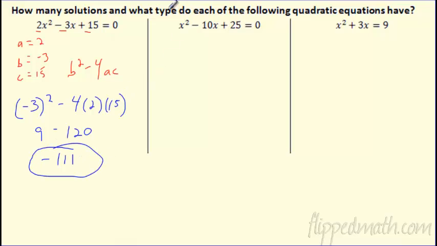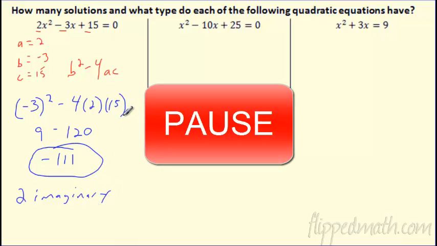What does it tell me? Because I want to know what type of solutions. Uh-oh. I'm going to have no real solutions, and really I'm going to have 2 imaginary. So I want you to write, yeah, I'm going to have 2 imaginary solutions. Awesome. Pause it, try the next 2, see what you come up with. Good luck.